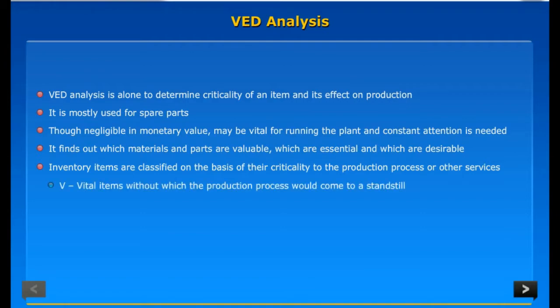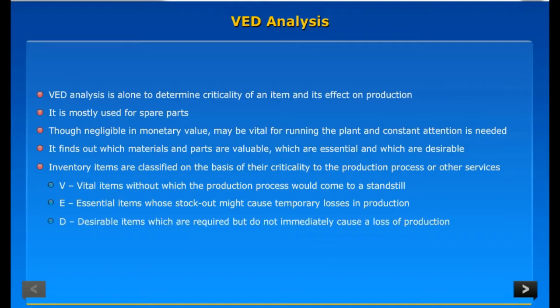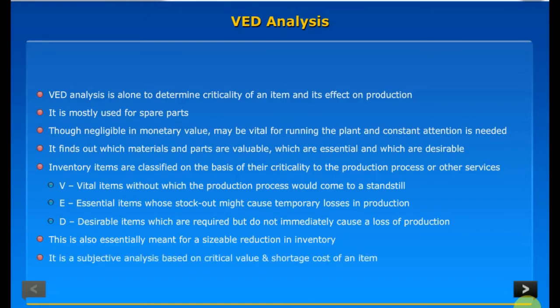V: Vital items, without which the production process would come to a standstill. E: Essential items, whose stockout might cause temporary losses in production. D: Desirable items, which are required but do not immediately cause a loss of production. This is also essentially meant for a sizable reduction in inventory. It is a subjective analysis based on critical value and shortage cost of an item.